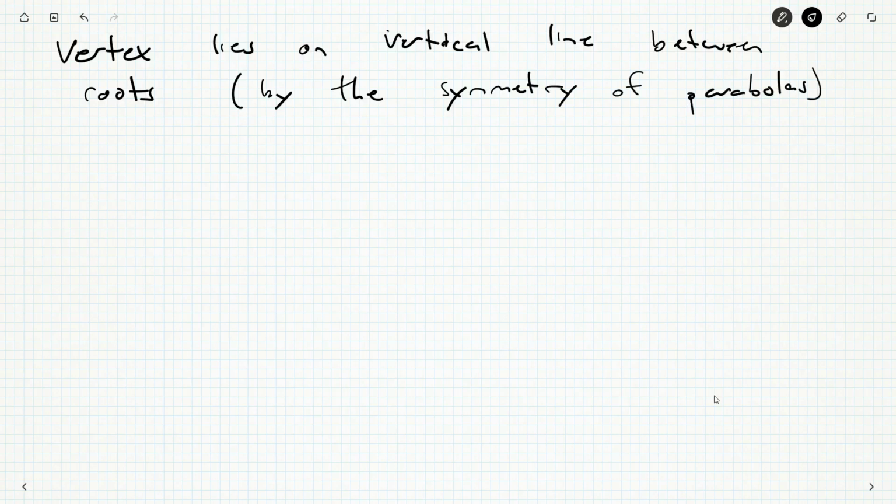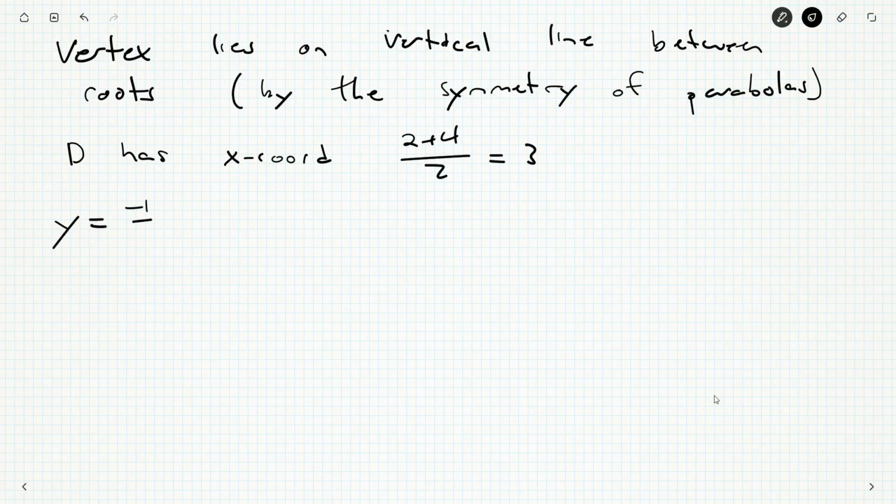I think it's called the axis for the parabola, but I don't remember off the top of my head right now. So you could say D has x-coordinate (2 plus 4) over 2, which is 3. So the y-coordinate for D is going to be -1/2 times (3 minus 2)(3 minus 4). Or again, as I say, you could complete the square, but I did that twice in the last question, so I thought I'd do something new.